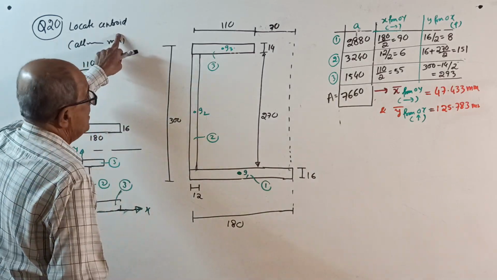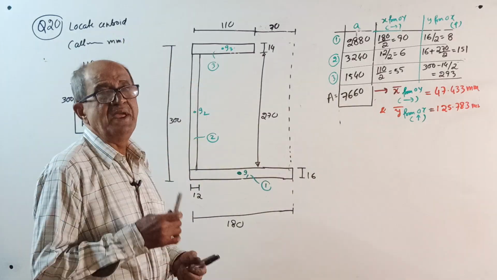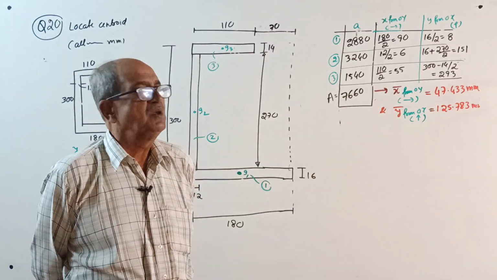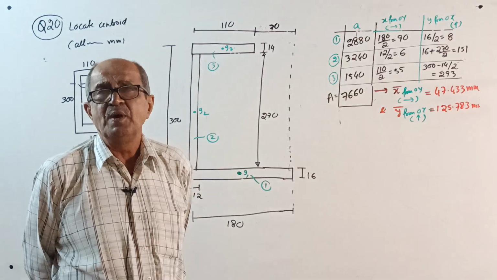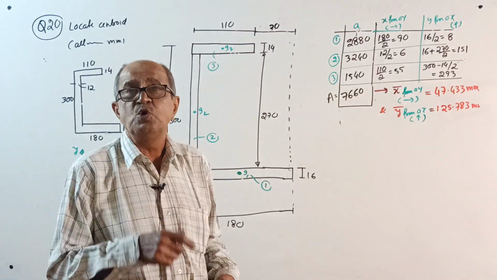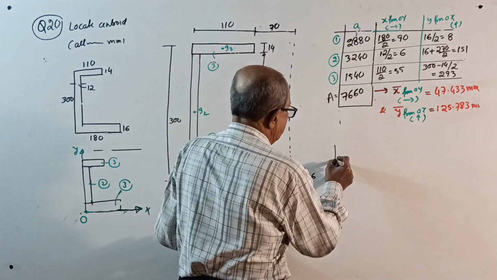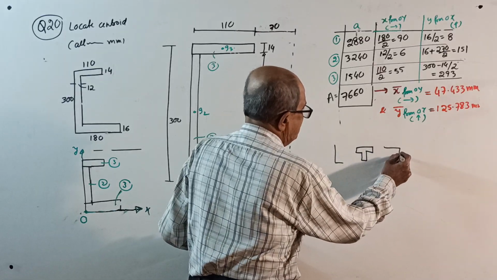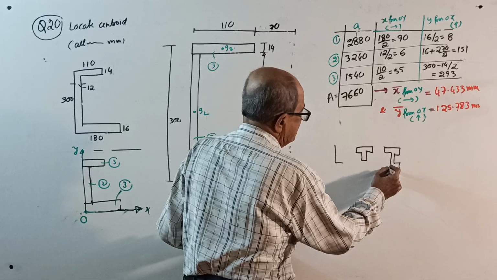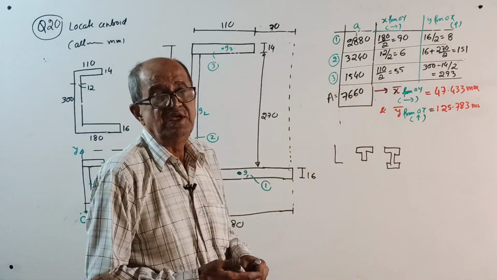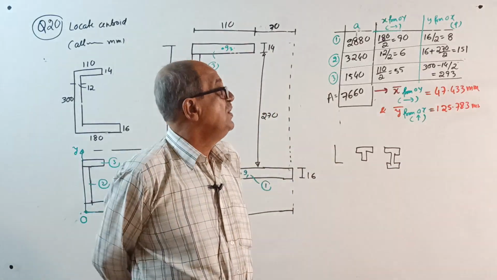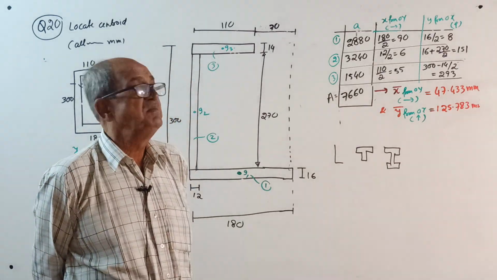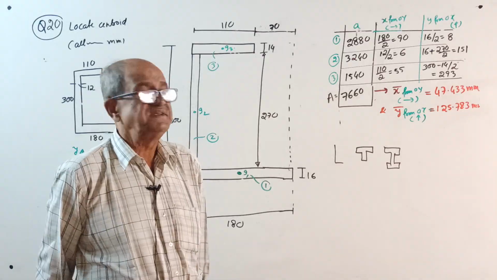Locate the centroid. First of all, remember one note. We considered the angle section, or L section as some people call it, then the I section. Now we are going to the T section also. In the last two classes, I solved some special questions connected with structural engineering. Question 18 was for a pre-stressed concrete beam. Question 19 is for steel structures.